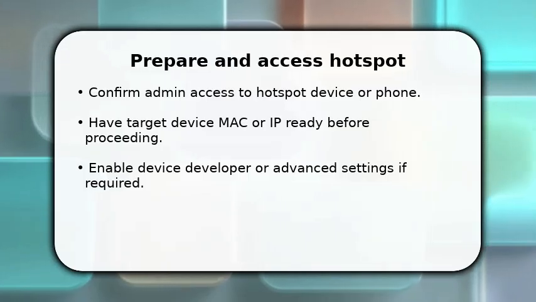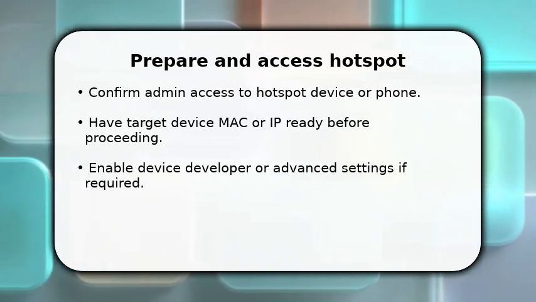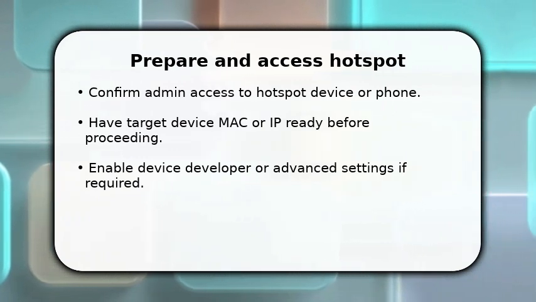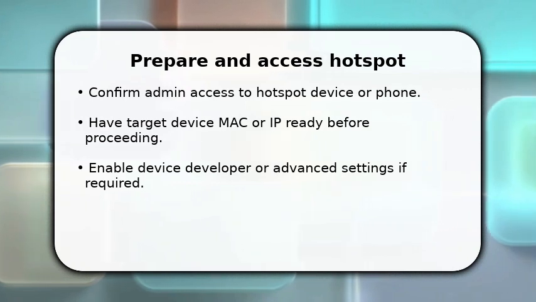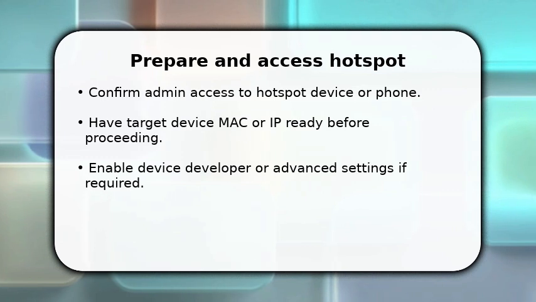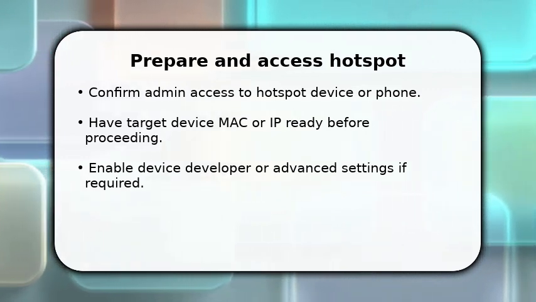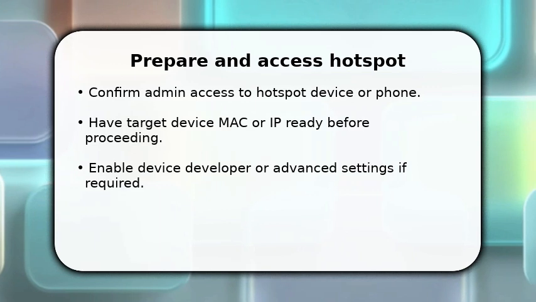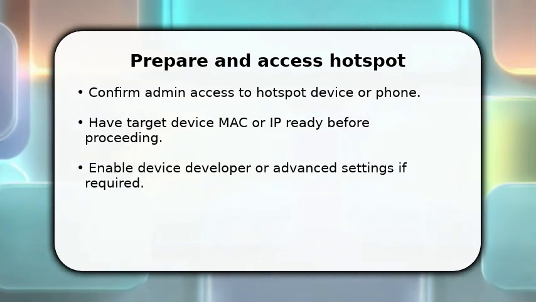You have admin control and the target's MAC or IP ready. Now begin. First, open the Hotspot's management interface on your phone or router. Use the app or web portal. Once logged in, navigate to connected devices and locate the entry for the user you intend to block. Take note of that device's MAC address, device name, and assigned IP. This step secures the identifiers you'll need to ensure you block the correct user without disrupting others.